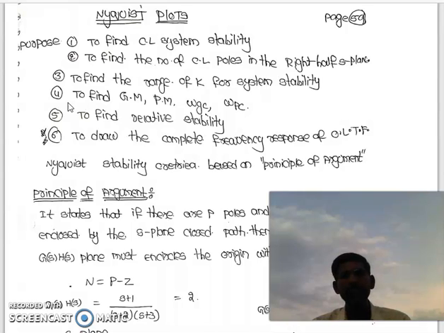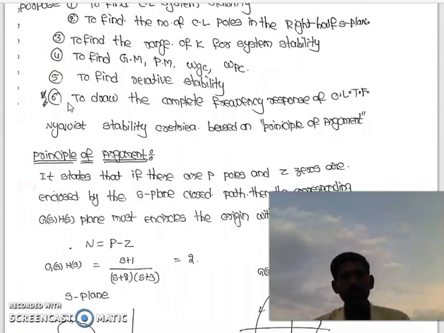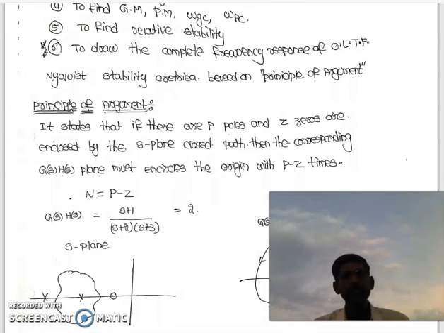The Nyquist plot, or Nyquist stability criterion, is based on the principle of argument. What do you mean by the principle of argument? The principle of argument states that if there are P poles and Z zeros enclosed by the S-plane closed path, then the corresponding G(S)H(S) plane must encircle the origin P minus Z times. Once again I repeat the statement.